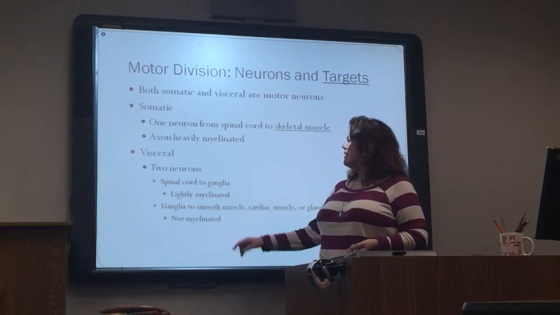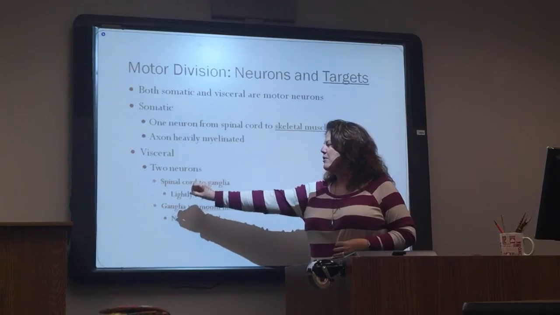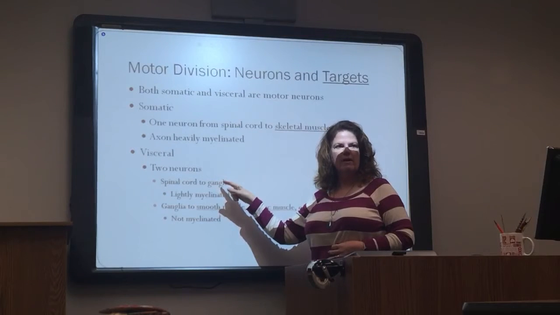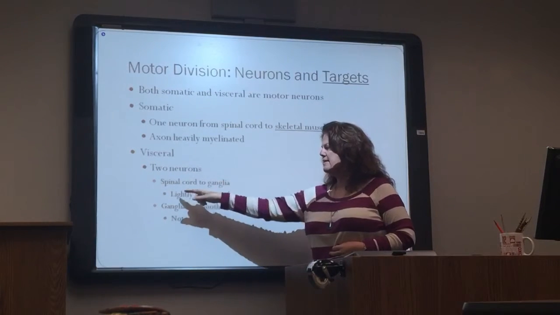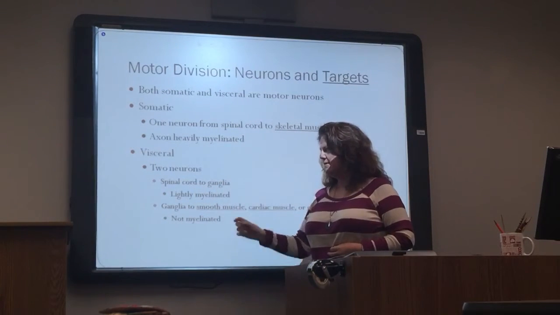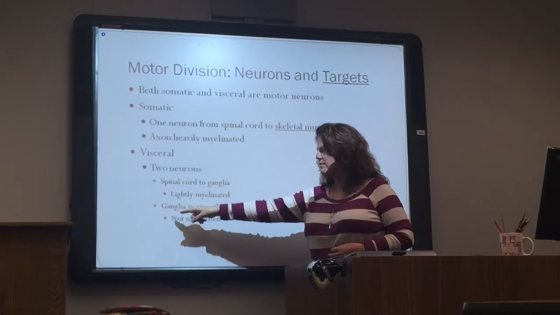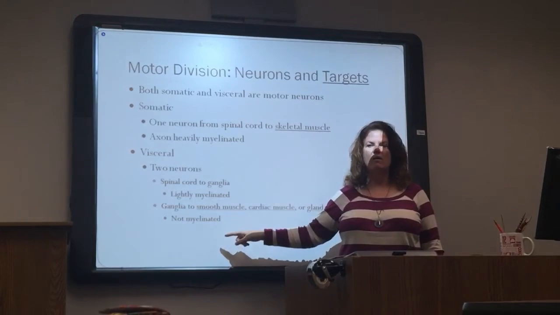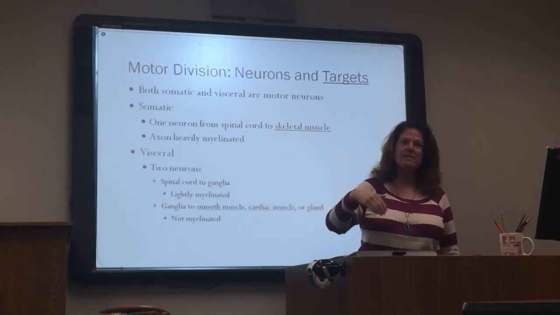Collins has bought. So there's a neuron going from the spinal cord to a collection of cell bodies, the ganglia. It's lightly myelinated. And then that second neuron is going from the ganglia out to these targets. And it's not myelinated at all because frequently it invades the target tissue.